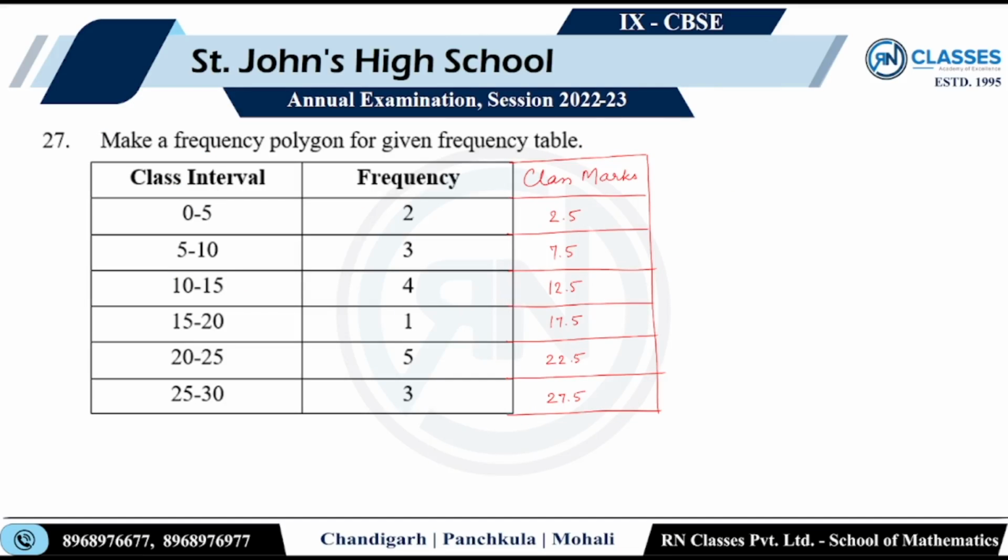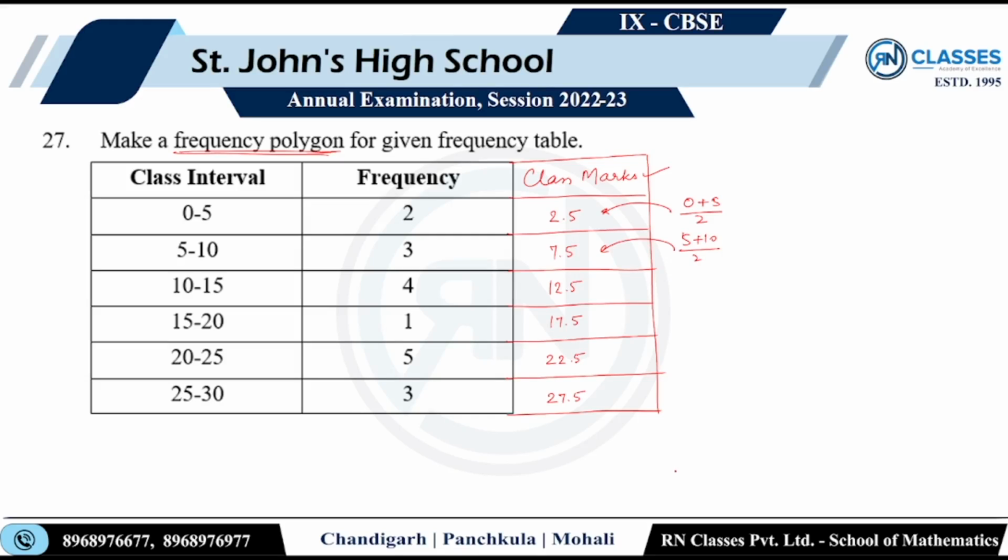Next one. Make the frequency polygon. As soon as I know it is a frequency polygon, I have to write class marks. Class marks आते कैसे हैं? 0 plus 5 by 2, the middle number. यहाँ पे 5 plus 10 by 2. You don't have to show this. आपको directly class marks लिखना है.